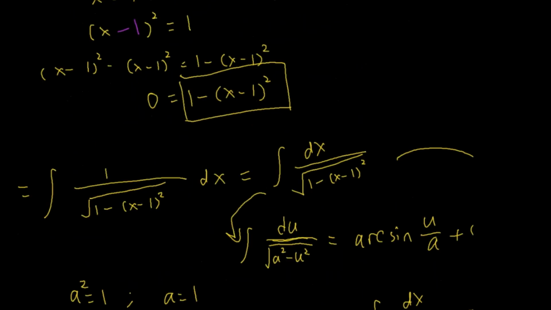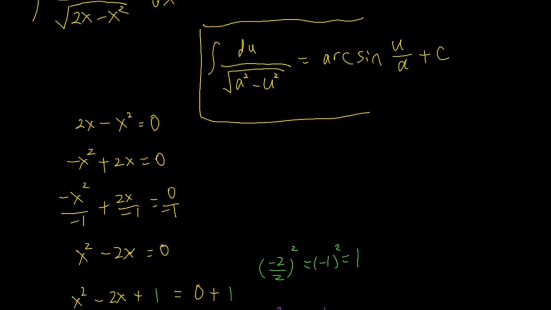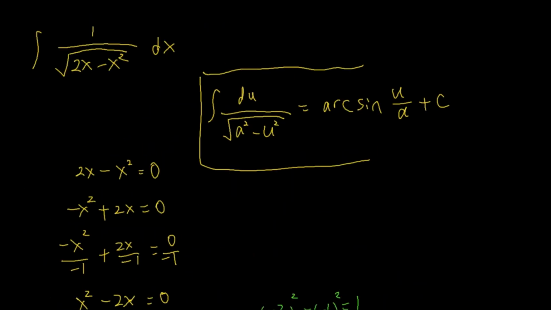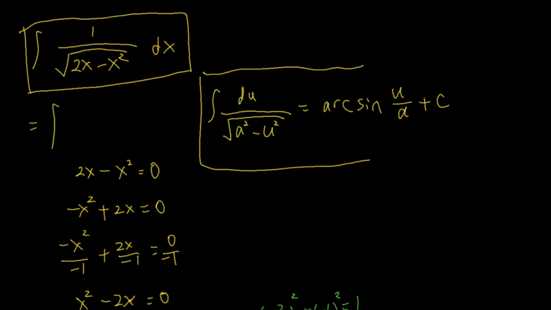Just remember, this one here is exactly the same as this. What we did is just multiply 1 by dx. We have dx on the top, and on the bottom we just completed the square. We have 1 minus x minus 1 squared, and the square root we didn't change, it's still here. So this is the same as this.